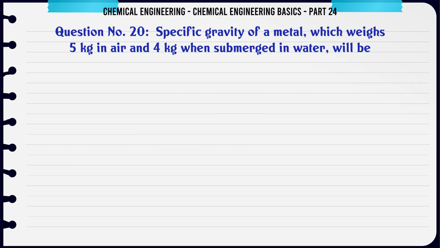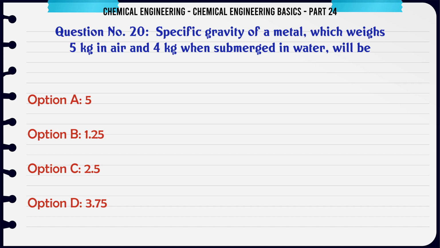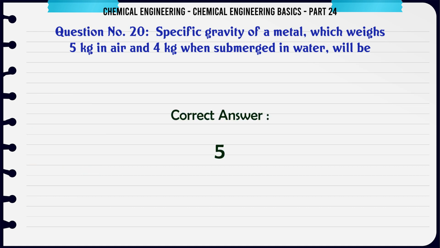Specific gravity of a metal which weighs 5 kg in air and 4 kg when submerged in water will be: A. 5. B. 1.25. C. 2.5. D. 3.75. The correct answer is 5.